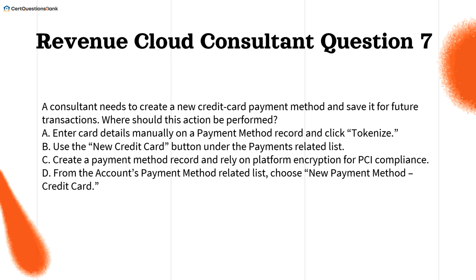A consultant needs to create a new credit card payment method and save it for future transactions. Where should this action be performed? A. Enter card details manually on a payment method record and click Tokenize. B. Use the New Credit Card button under the Payments Related list. C. Create a payment method record and rely on platform encryption for PCI compliance. D. From the Account's Payment Method Related list, choose New Payment Method, Credit Card.